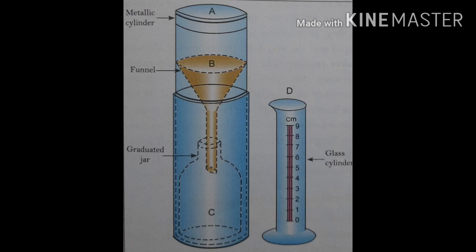Snow, hail and sleet can also be measured with the help of a rain gauge. But before measuring, we have to melt it, and then only we can take the measurement of these solid forms of precipitation.